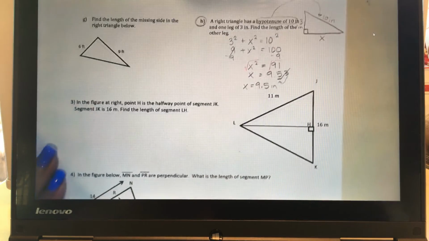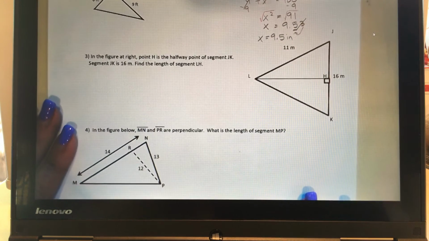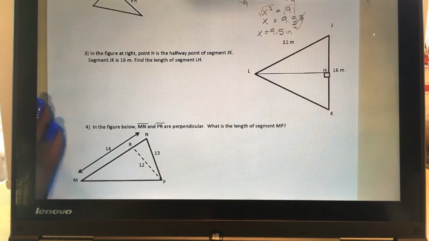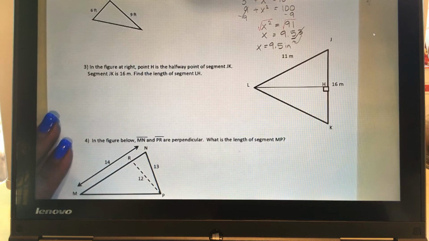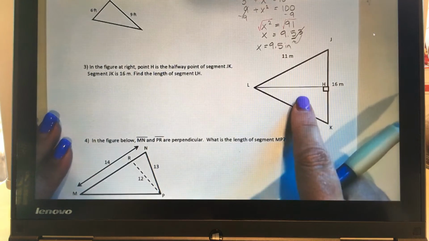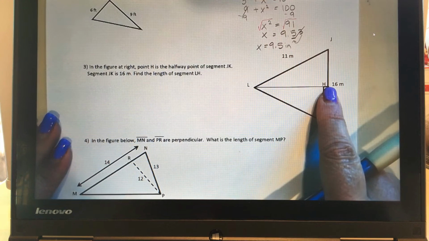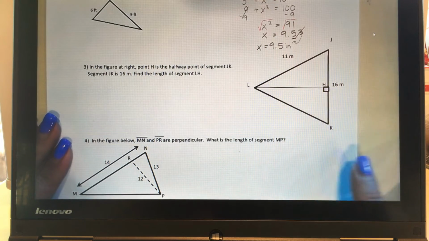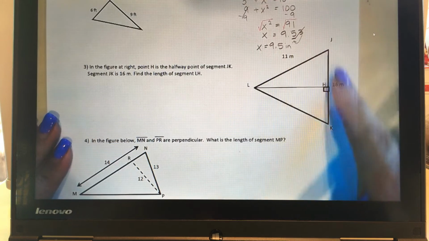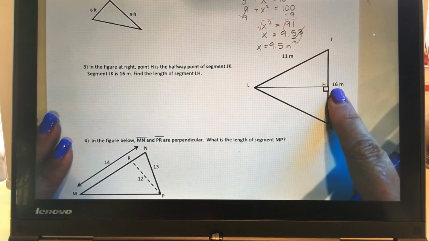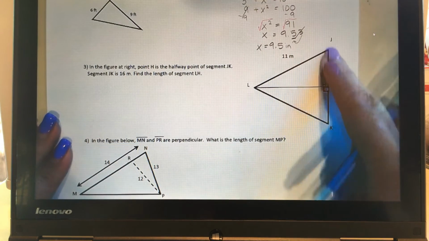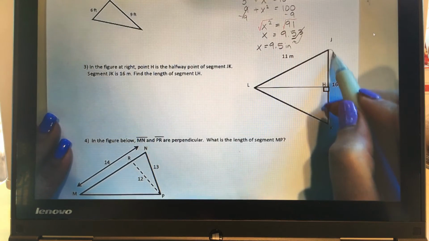All right, the last two examples that we're going to work through, a little bit more complex. So for example 3, in the figure that's drawn over here at the right, we're told that H is the halfway point of the segment JK. Okay, so that's the halfway point. It's labeled as 16 meters all the way across.